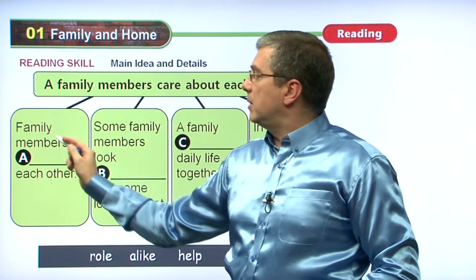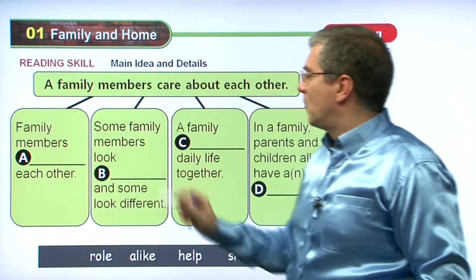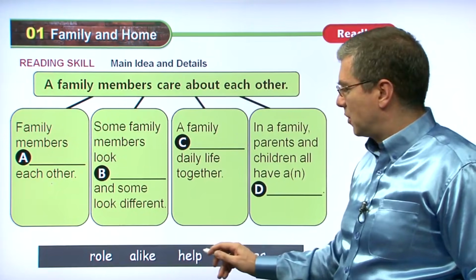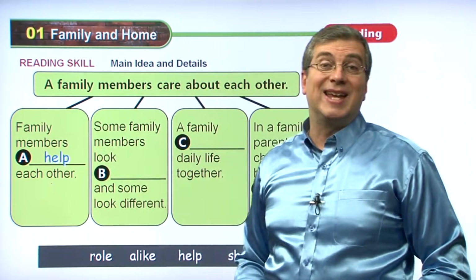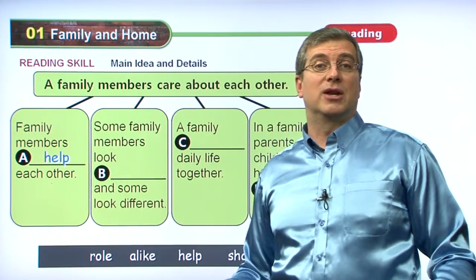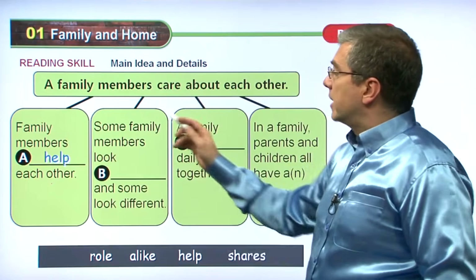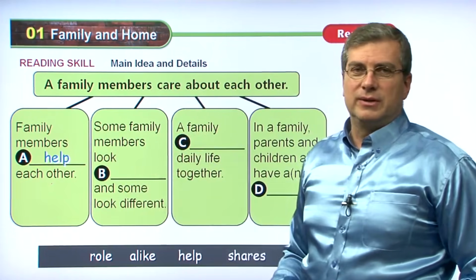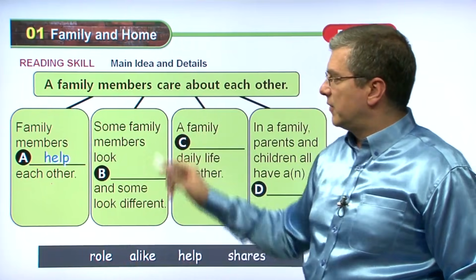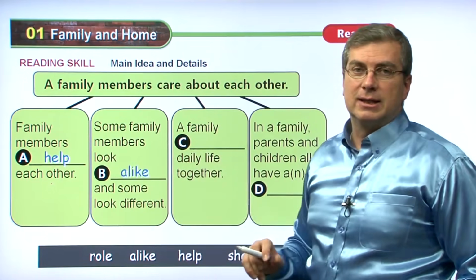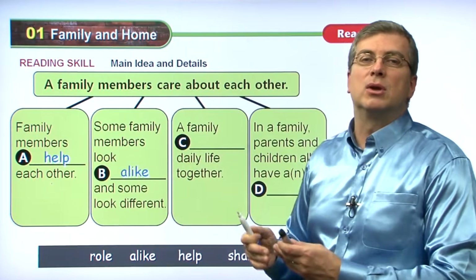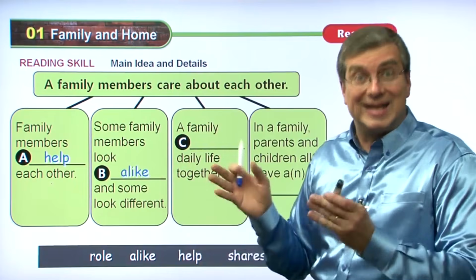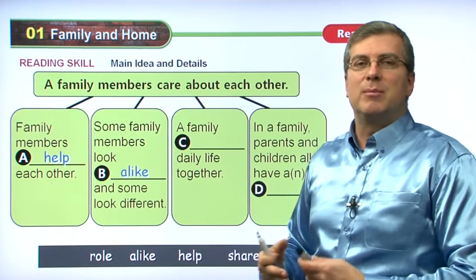First of all, family members blank each other. What do? Do they role, alike, help, or shares? Of course, they help each other. That's part of taking care of each other, looking out for each other. They help each other. Some family members look blank and some look different. What's the opposite of different? Do you remember? What is the opposite of different? Some family members look alike. They have similar looks. They're not exactly the same, unless they're twins. Some twins do look exactly the same, but usually family members look alike.